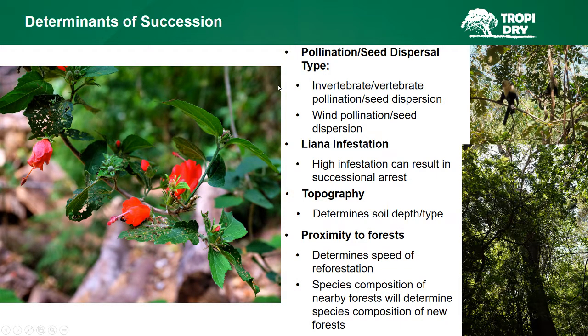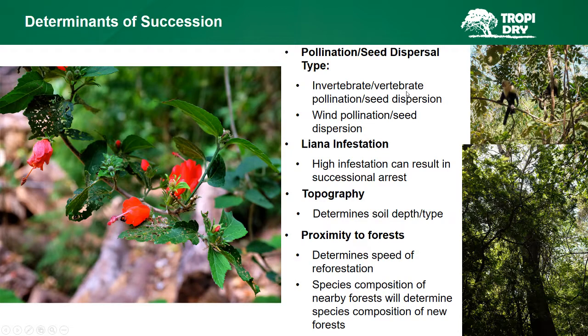But so there's specific species that have specific strategies adapted to this, and you can really see in the forest succession what type of seed dispersion would be predominant because of the types of species that exist in that ecosystem.